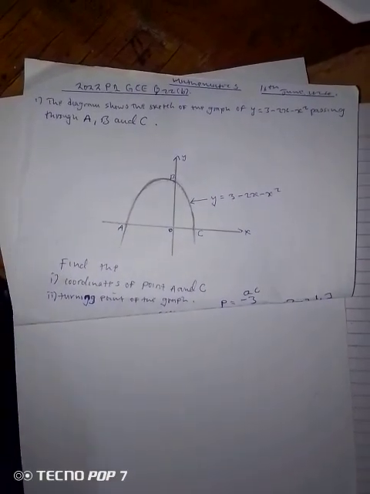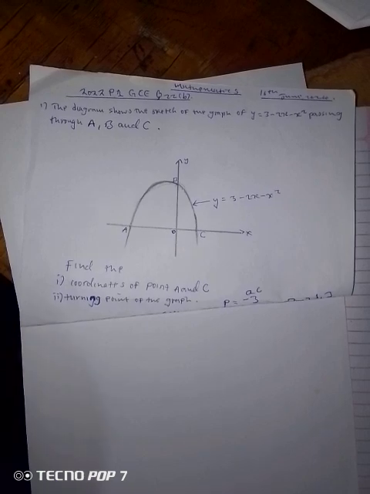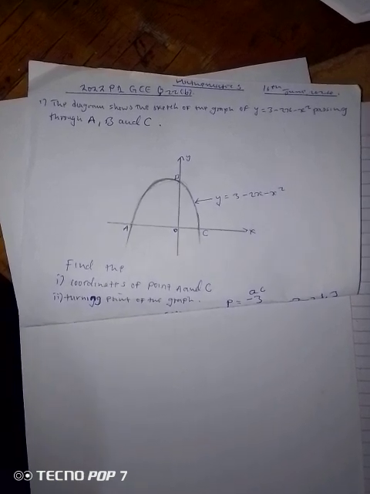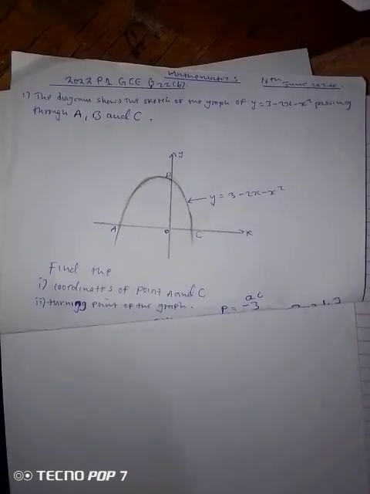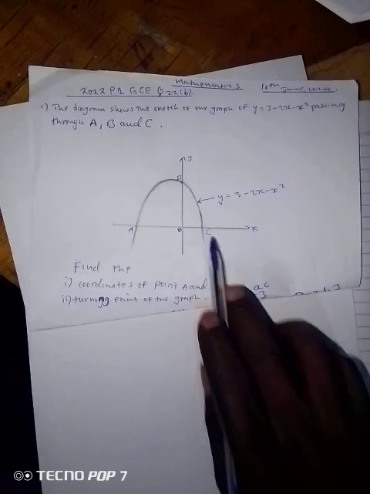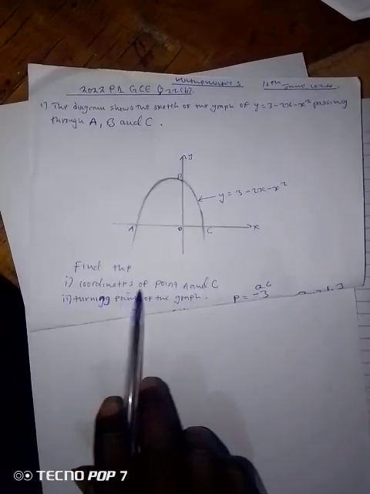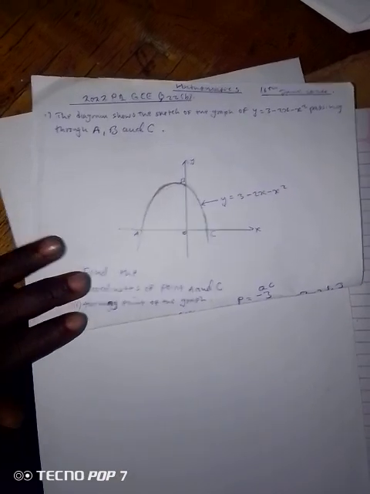Okay, let's solve this question which came in the 2022 Paper 1 GCE, question 22b. The diagram shows the sketch of the graph of y equals 3 minus 2x minus x squared, passing through A, B, and C. So we have A, B, and C. Find the coordinates of points A and C and the turning point of the graph. So let's find the coordinates.